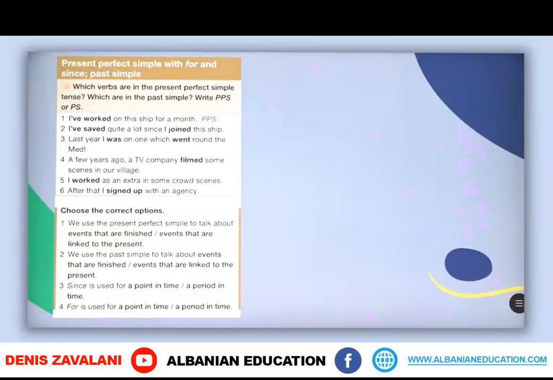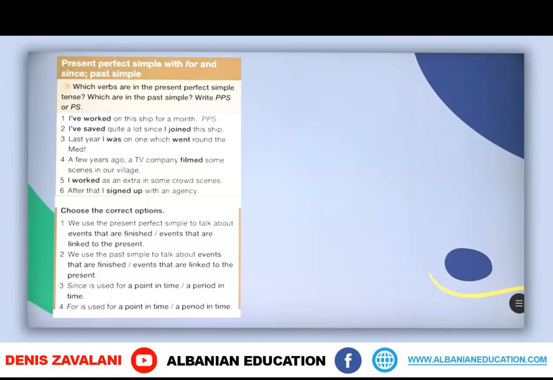Now we'll continue with some examples which are given in present perfect tense and also past simple. Here we will notice the main differences between these 2 tenses, and we will see the reason why we cannot mix them.